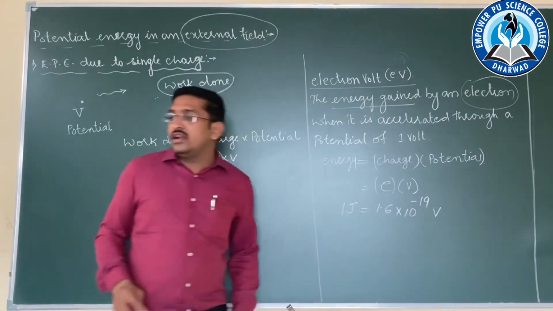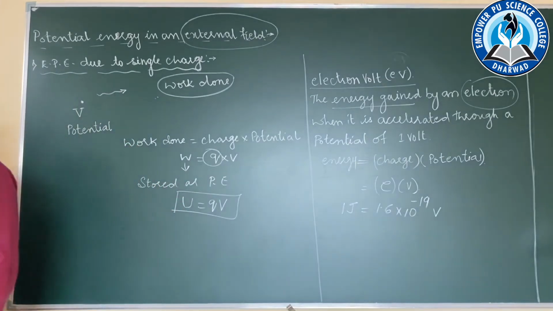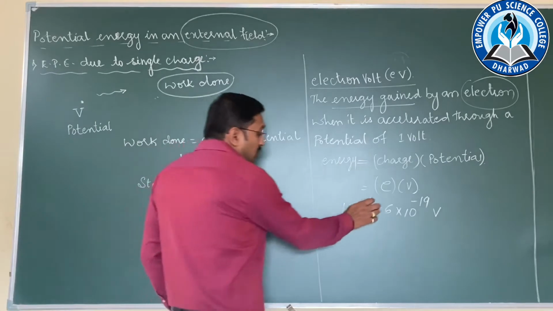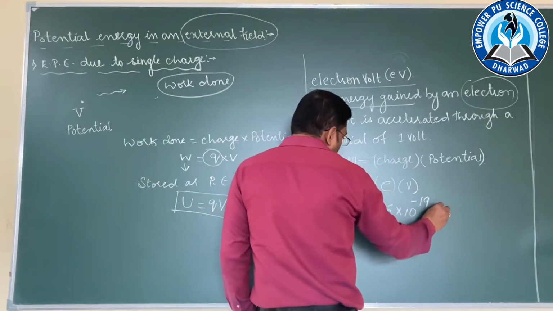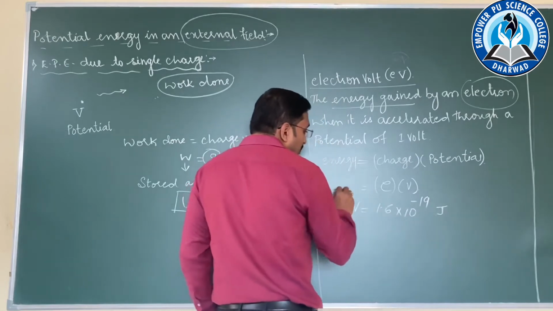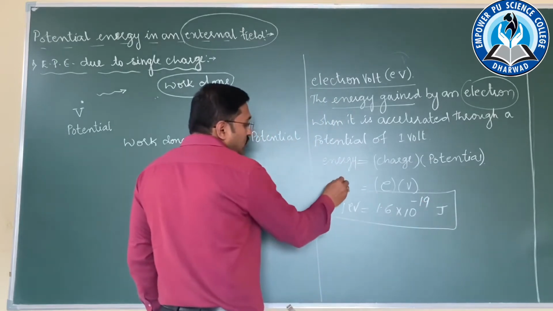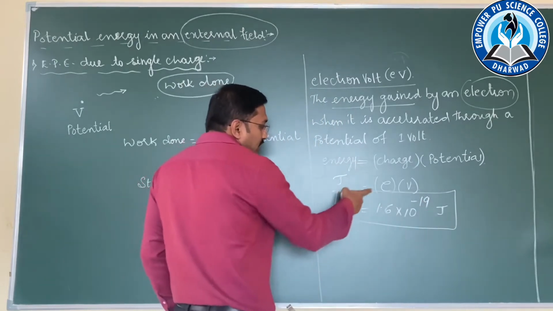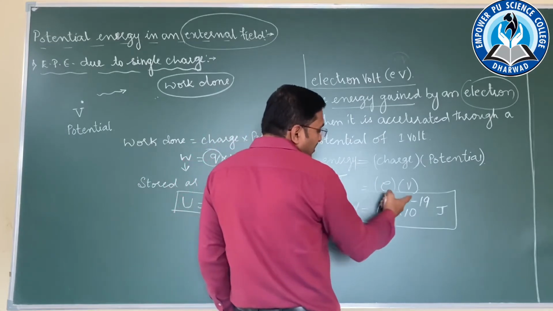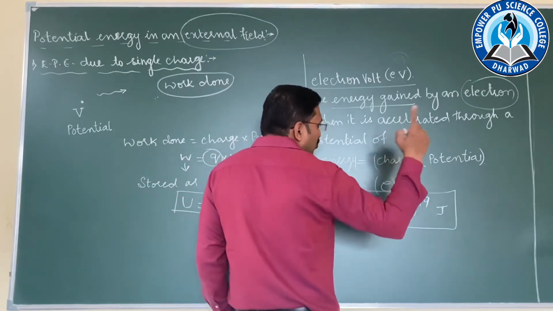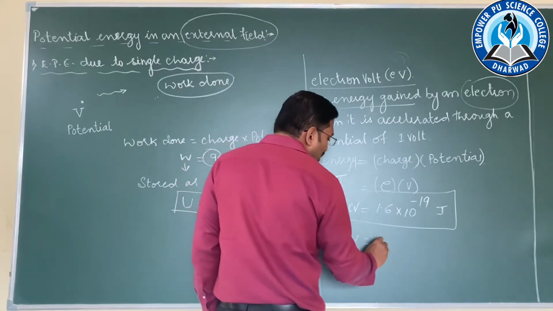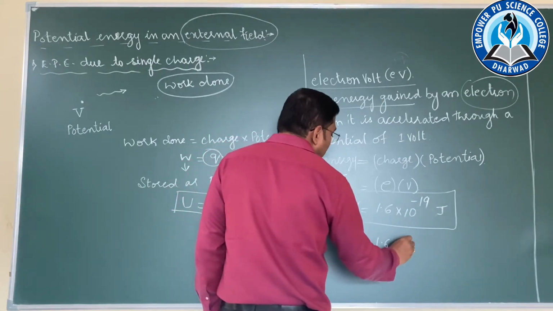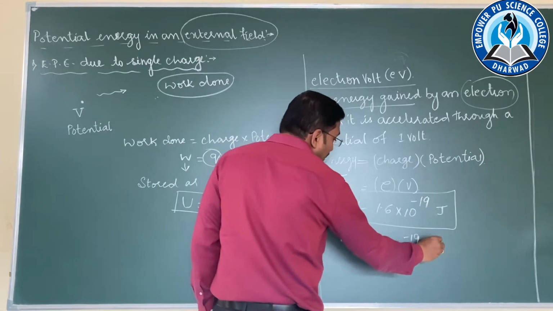Therefore, I can write 1 electron volt is equal to 1.6 into 10 to the power of minus 19 joules. Energy is in joules, right? That is the charge of an electron, 1.6 into 10 to minus 19 coulomb, into a potential difference of 1 volt. Therefore, 1 electron volt is equal to 1.6 into 10 raised to minus 19 joules.